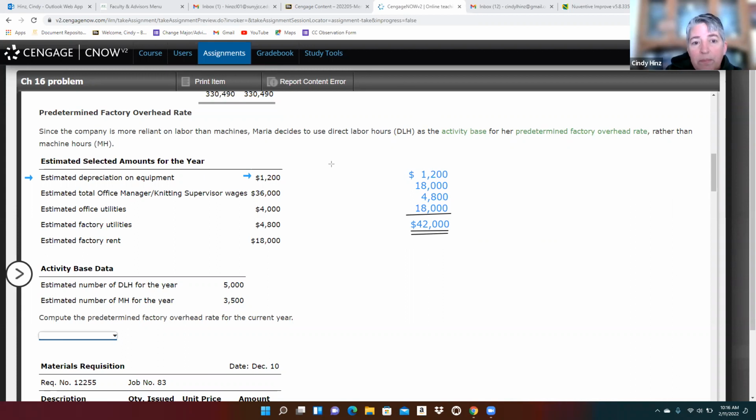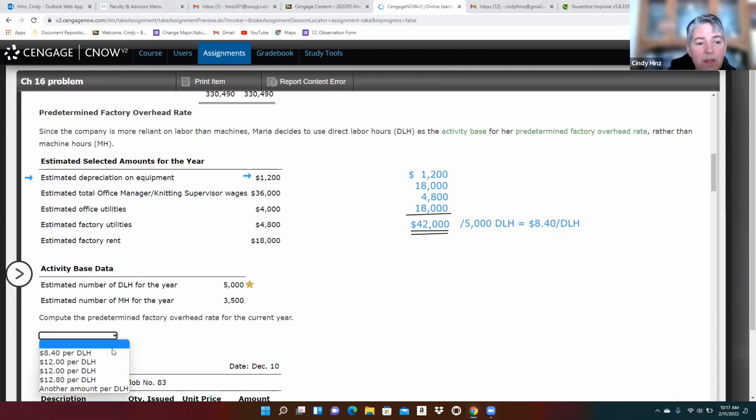And so again, she decided to use direct labor hours, and right here we have our estimated number of direct labor hours for the year. That's 5,000. So we're going to be allocating our overhead based on the $42,000 we think we're going to spend and the 5,000 hours we expect to work. And that gives us an estimated overhead application or allocation rate of $8.40 per direct labor hour.